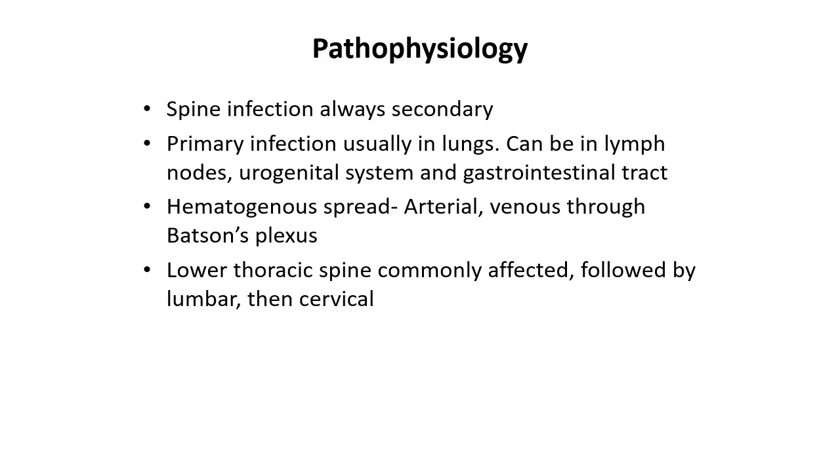Because of their vascularity, the vertebral bodies are particularly at risk for infection from disseminated tuberculosis. The lower thoracic spine is most commonly affected in TB, followed by the lumbar and cervical spine.